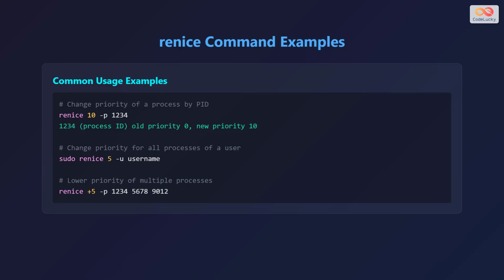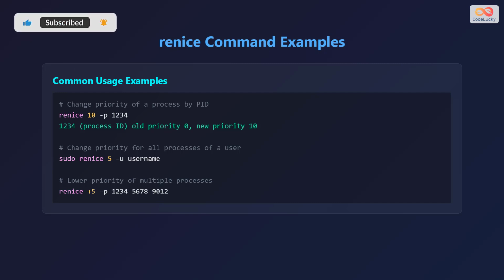Here are a few common usage examples for the renice command. To change the priority of a process by its process ID, use renice 10 -p 1234. The output will confirm the change, showing the old and new priorities.